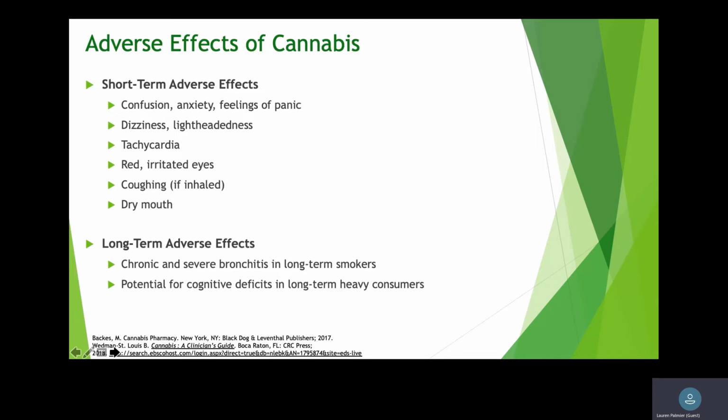Some long-term effects that we can see with cannabis use include chronic and severe bronchitis in long-term smokers and potential for cognitive deficits in long-term heavy consumers.